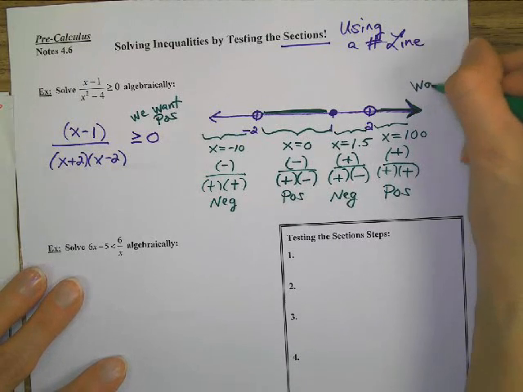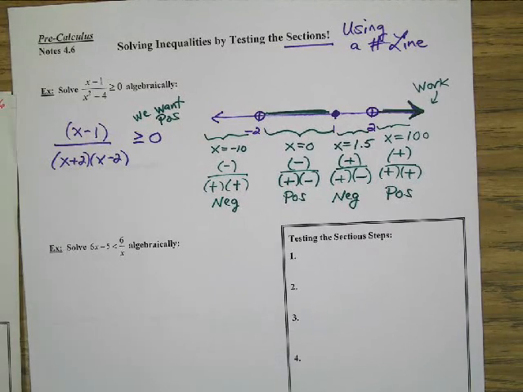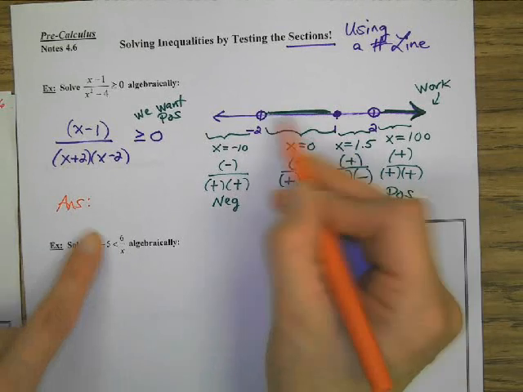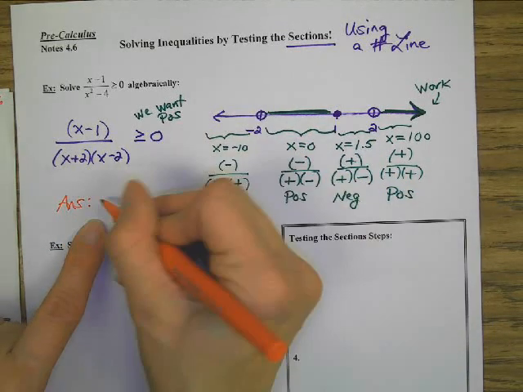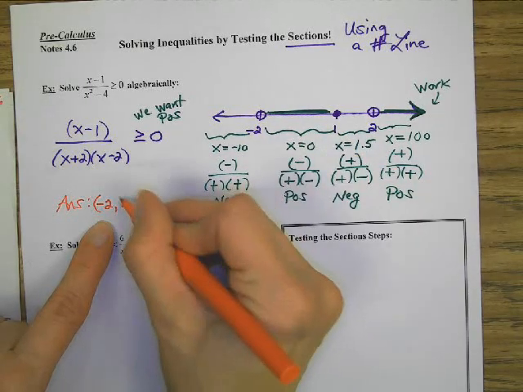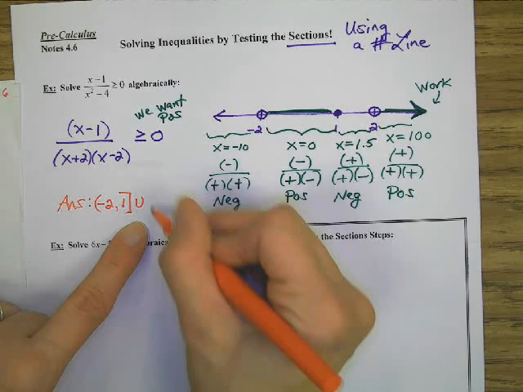So the answer for this problem is this section right here, and I'm going to use interval notation. From negative 2 with parentheses all the way until 1 with brackets. Oh, and some more, so let's say union, starting at 2 with parentheses until infinity, and infinity always gets parentheses.